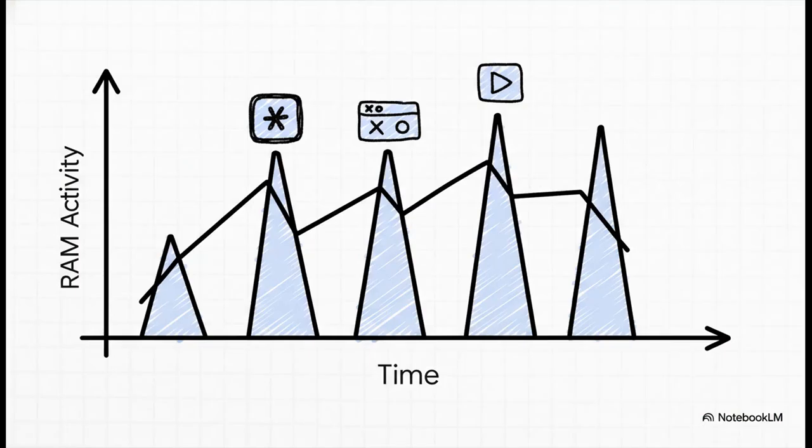Just think about how your PC works. It's really just a series of sprints, isn't it? You open an app, boom, there's a burst of activity. You scroll a web page, another burst. But in between, the system RAM gets to catch its breath. It's a world of short, intense efforts.